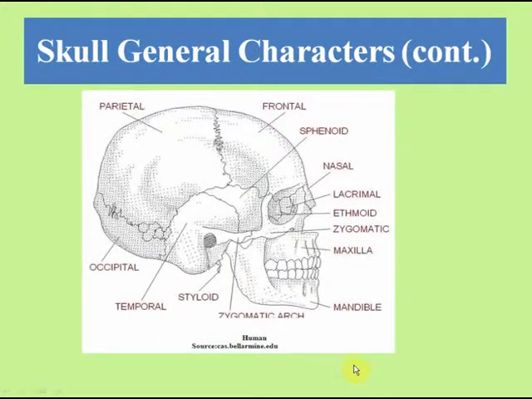You can better understand from this picture. This is the parietal part of the skull, this is the frontal part, this is the sphenoid, this is nasal, these are the lacrimal bones of the eyes, ethmoid bones, zygomatic bones of the cheek, maxilla, mandible bone, zygomatic arch, styloid bones, temporal bones, and occipital bone. So this is the structure of the skull.